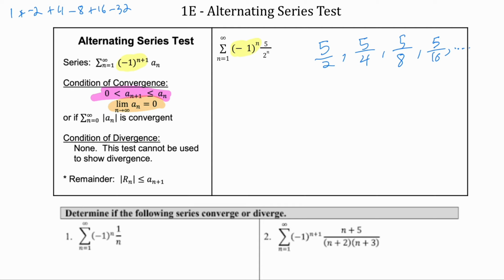The second condition we want to look out for is to check to see if the limit is approaching 0. So the limit as n approaches infinity of just the sequence part, not the alternating part. So the limit of 5/2 to the n, we do get 0. So since this meets both criteria, it's getting smaller, the function is decreasing, and the limit is 0, we could say that this alternating series converges.